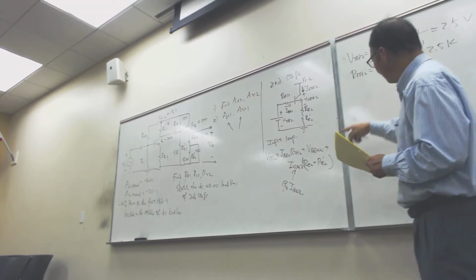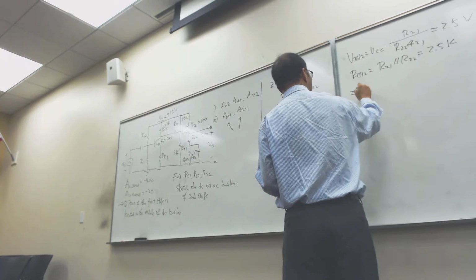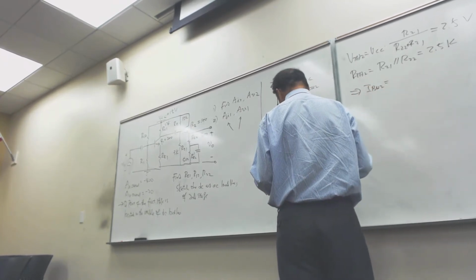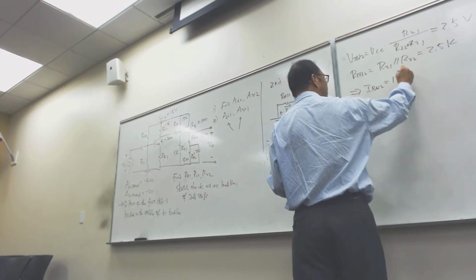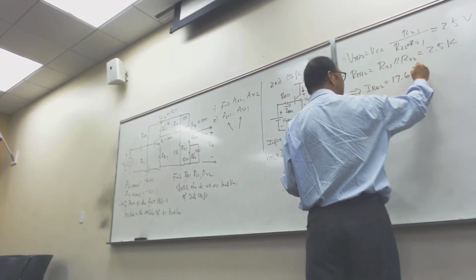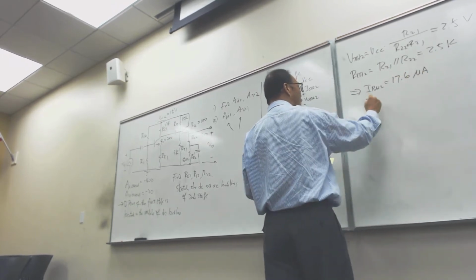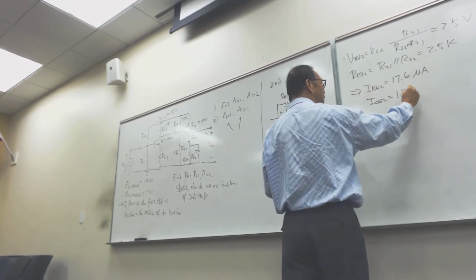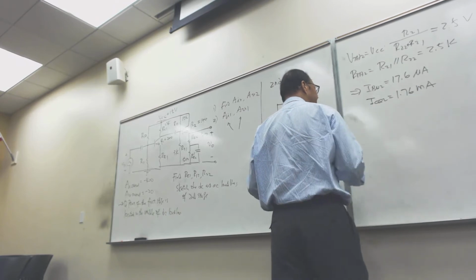All right, so you put this value here, you can solve for IBQ2, right? And that is 17.6 microamp. So therefore, ICQ2 is beta times that, right? So it's 1.76 milliamp.